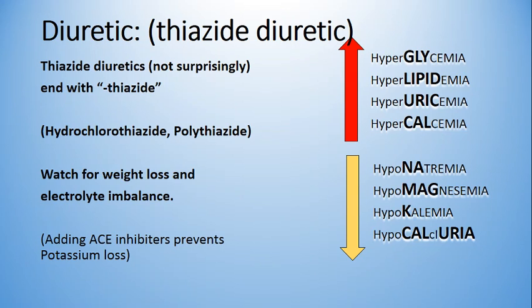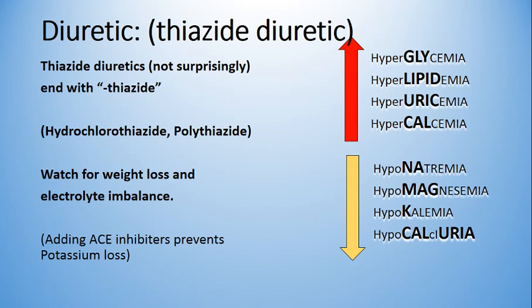So on the right are things that go high: hyperglycemia, hyperlipidemia, hyperuricemia, hypercalcemia, and then down below they have hyponatremia, hypomagnesemia, hypokalemia if you don't use the ACE inhibitor with it, and hypocalciuria. So your body hangs on to calcium, so you're not getting any at all out in your urine.